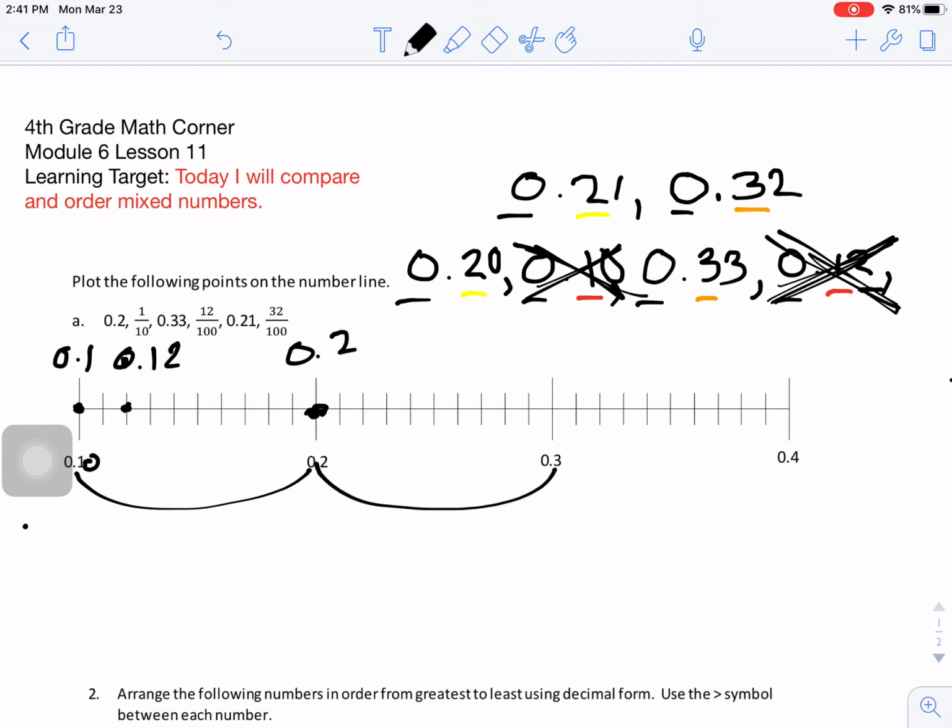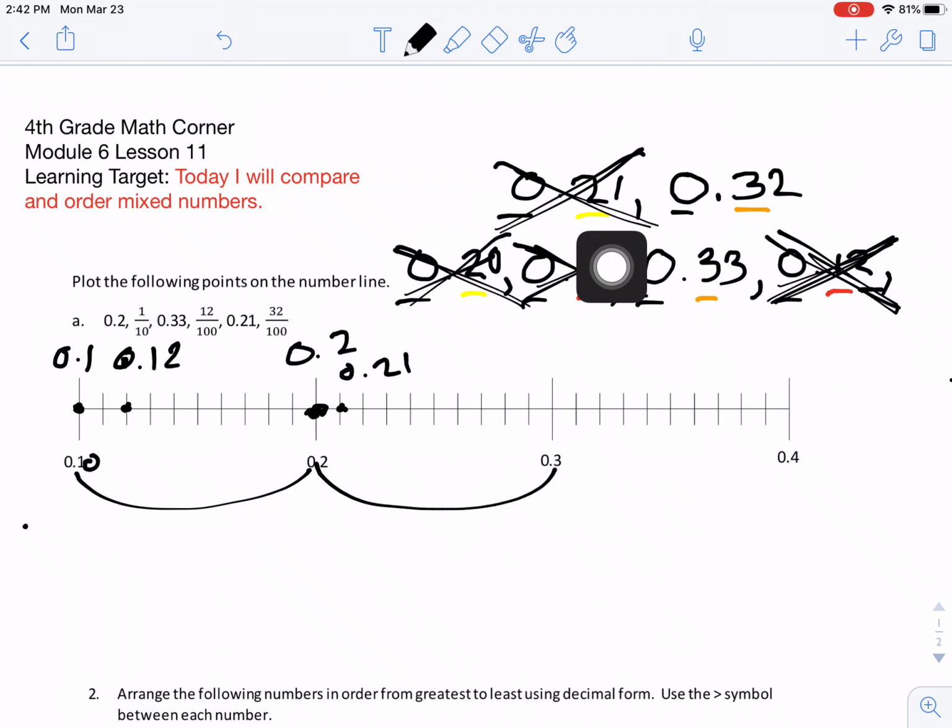Again, it's jumping by tenths, and inside tenths are hundredths. So if this is 2/10 and no hundredths, then here it's going to be 2/10 and 1/100th. So I'm going to label it 0 and 21/100ths. Oops, I forgot to cross them out. Cross them out so I don't use them again. Go to the next group of numbers.